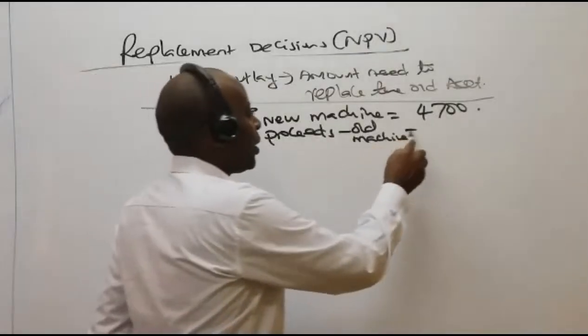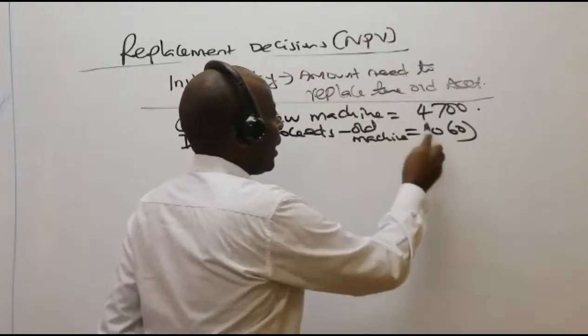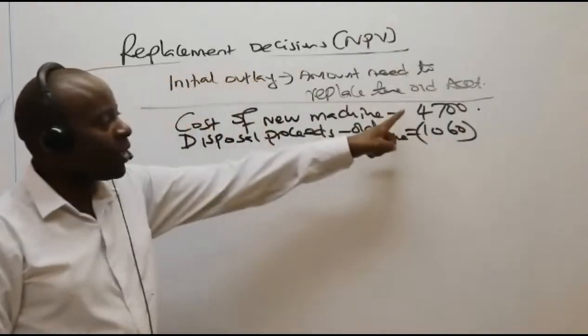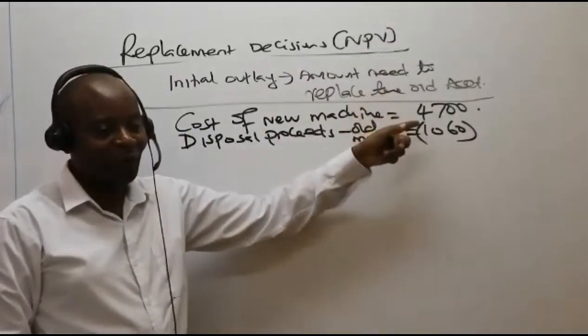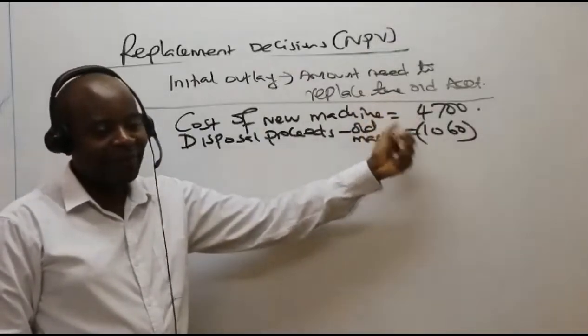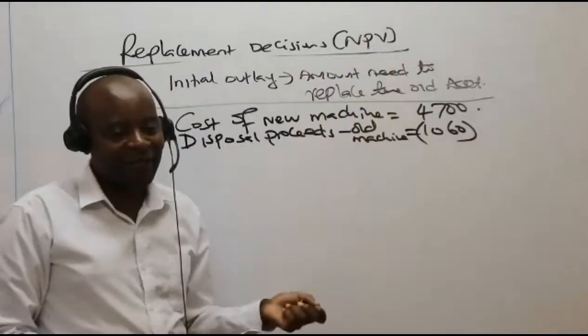Disposal proceeds of the old machine, 1060. Of course, they have to go in opposite directions. The moment you take the cost to be positive, then the disposal proceeds revenue has to be negative.